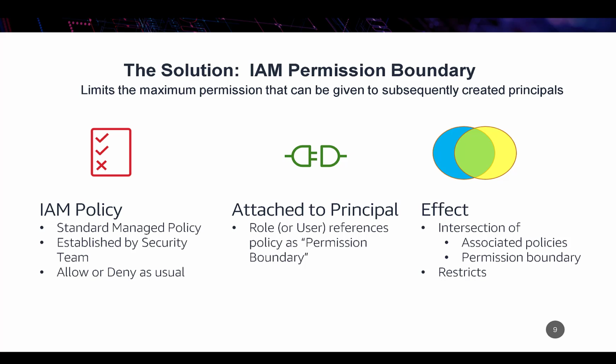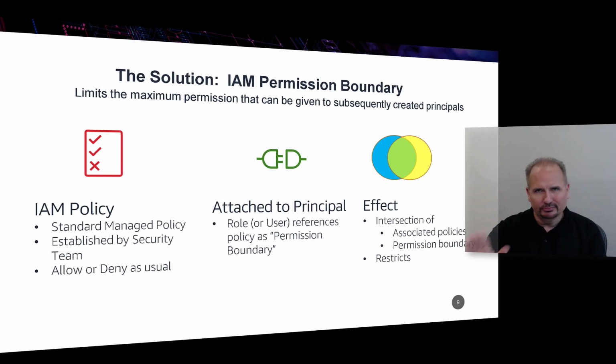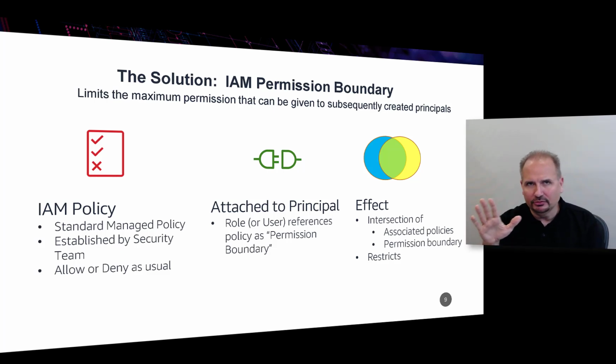Okay, now it takes the form of an ordinary IAM policy which is attached to a principal which restricts what that principal can do. Now, given that definition, you're probably starting off by saying, what's the big deal? We've always been able to attach a policy to a principal to restrict what it can do. That's a simple deny rule. Now this is different because we can require that the permission boundary be part of any subsequently created principals.